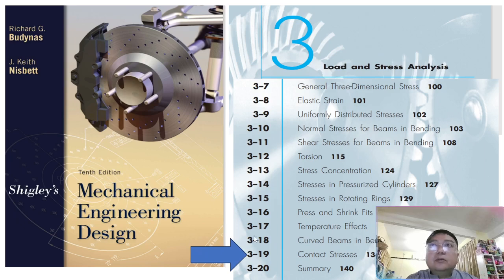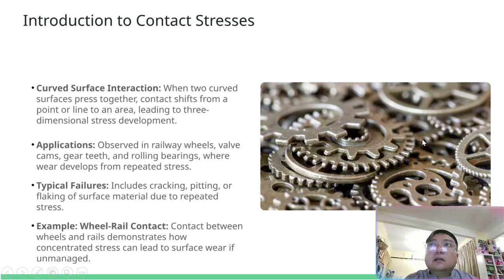In this video, I'm going to talk about the topic from 3.19, the contact stress, from Chapter 3, Load and Stress Analysis, from the Shigley Mechanical Engineering Design textbook. So, introduction to contact stress. What is a contact stress? Wherever things are in contact, it is called contact stress. Anything you put on your table, the surface is in contact, so it has stress. So that is called contact stress.